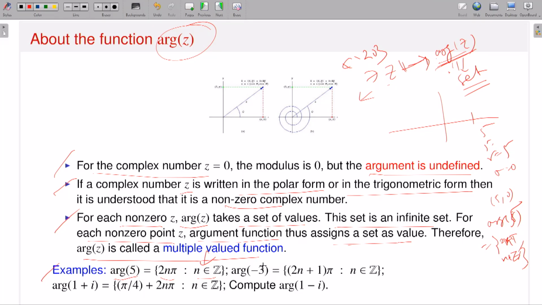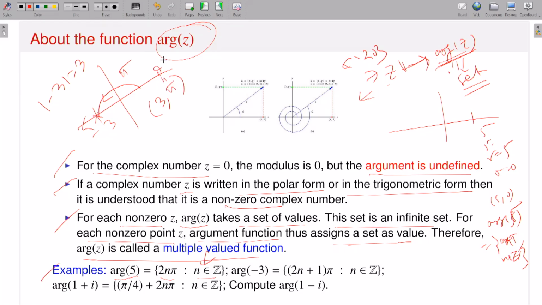What is the argument of minus 3? Again, look at the complex plane. Suppose this is minus 3. The modulus is 3, because the modulus of minus 3 is the same as 3. And what is my theta? I have to measure in the anti-clockwise direction from the positive real axis, so I start from here and come back here. The angle is pi.